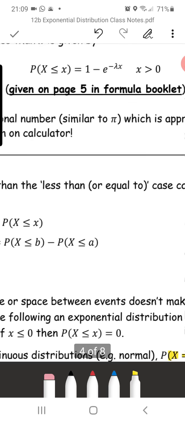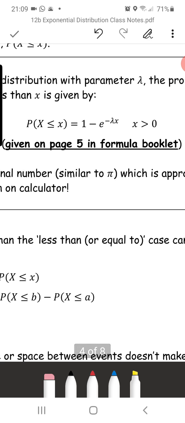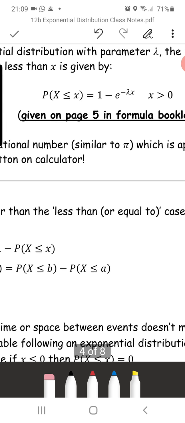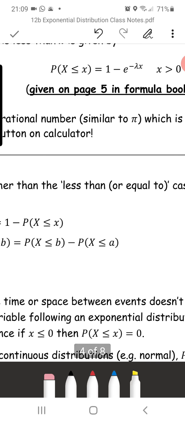This formula here, 1 minus e to the minus lambda x, is for the cumulation up to and including x, so less than or equal to x. It always starts at 0. It's a bit different to normal in the sense that normal could have minus infinity as a start, whereas you wouldn't be expecting negative time until the next success. So in theory, you're always starting at 0, hence that x greater than 0. But that's not the important bit. The key thing is less than or equal to is the formula that you're given.